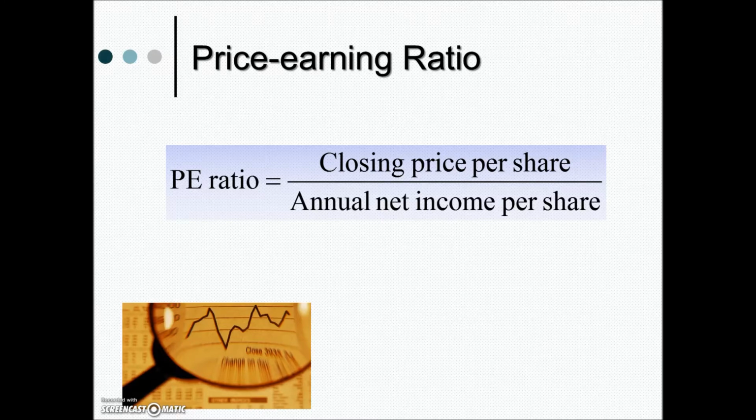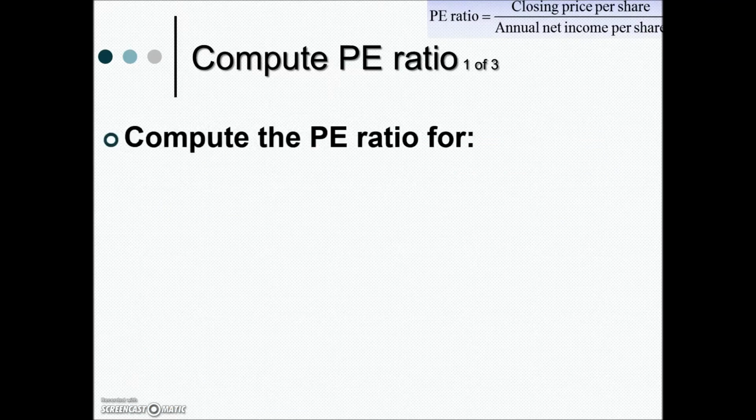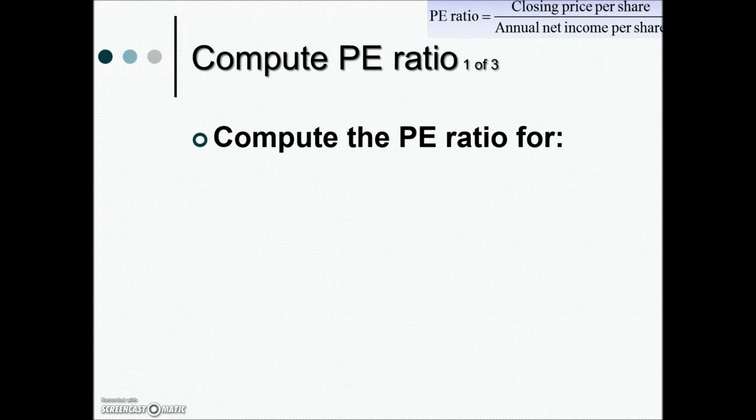The other number that some people use to help decide which stock to buy is the price earning ratio, also called the PE ratio, and it's found by taking the closing price per share, which we get from our stock table, divided by the annual net income per share. Let's calculate a couple of figures.